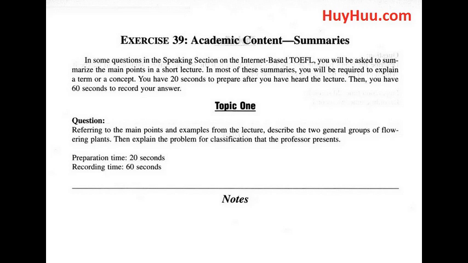Referring to the main points and examples from the lecture, describe the two general groups of flowering plants. Then explain the problem for classification that the professor presents. Please prepare your answer after the beep.